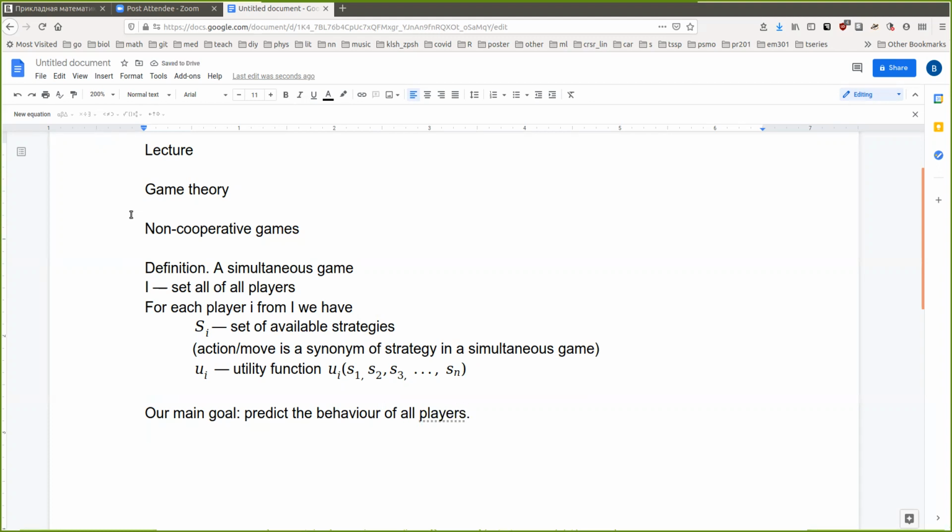Okay, so let's provide an example, and I will ask you to guess what will be the behavior of all players. Imagine two players, Alice and Bob. So we have two players, Alice and Bob. And they have found a magic box.